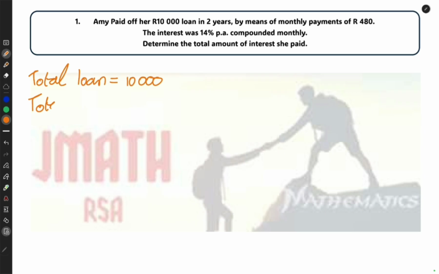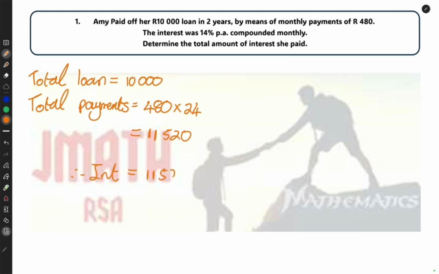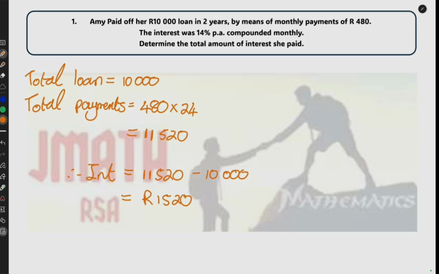I can say the total payments is equal to what she paid each month multiplied by how many times she paid it. So 480 times 24. That gives me 11,520. Therefore, the interest for Amy was everything she paid minus the total that she borrowed. And therefore, it's just 1,520 Rand. This is the easiest example. Let's now go to one that's a lot trickier.